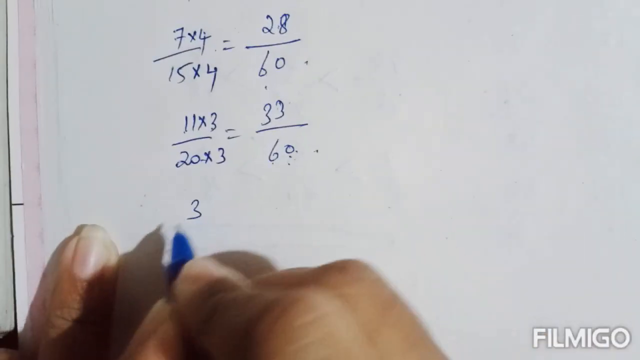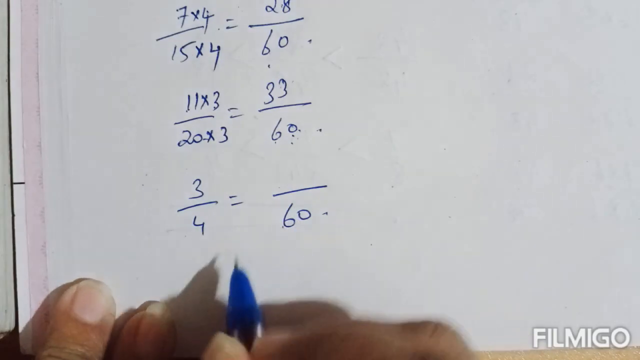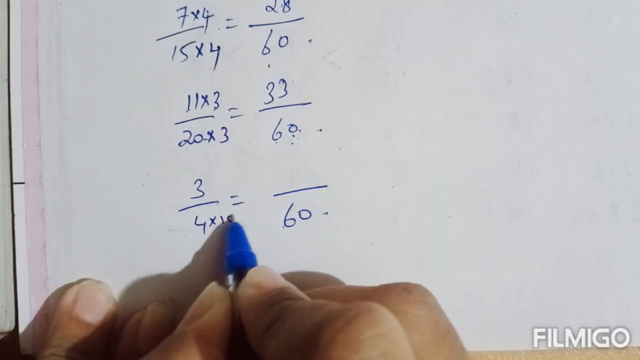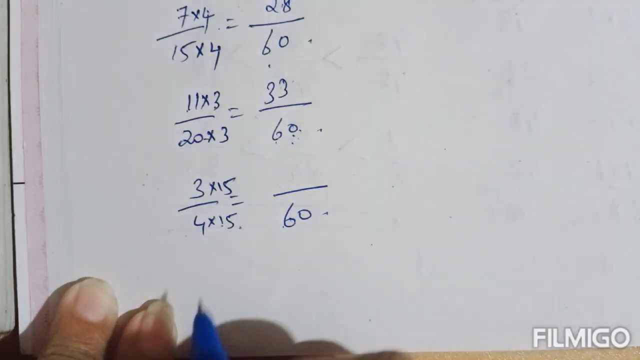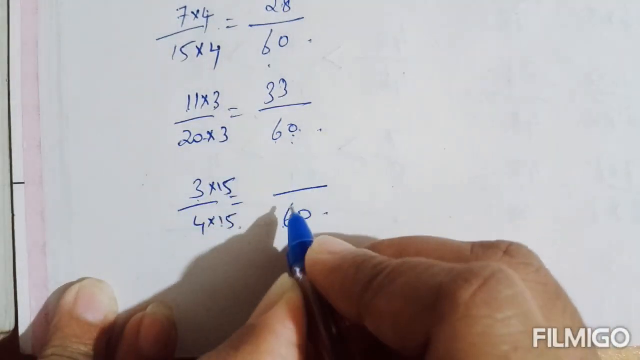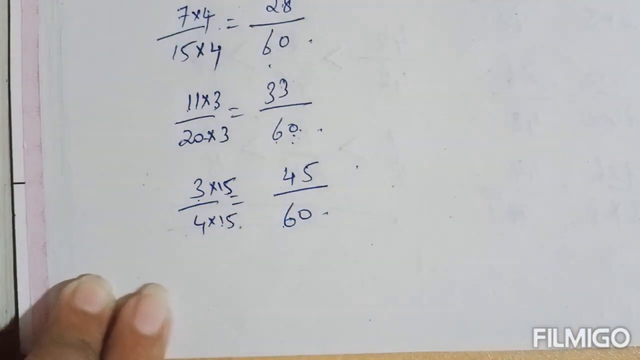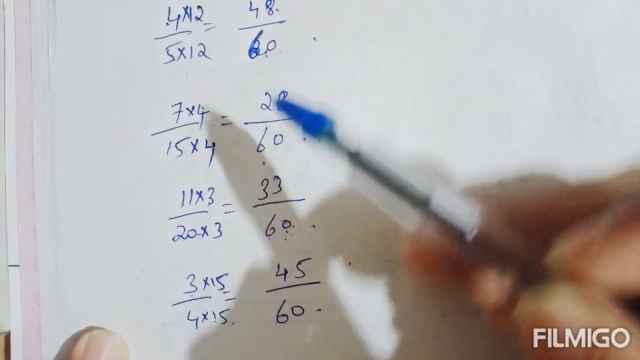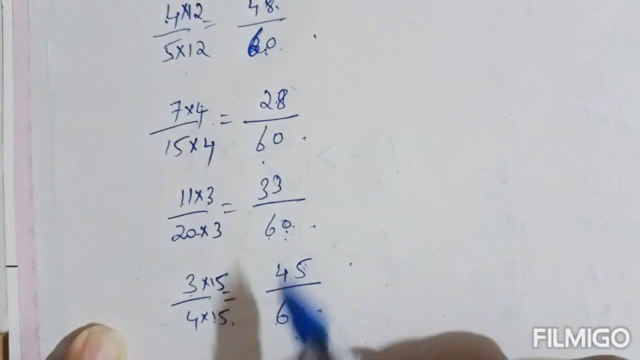And last 3 by 4. So make the denominator equal to 60. 4 into 15 it is 60. So 3 you can multiply by 15 and 3 into 15 it is 45. So you got 48 by 60, 28 by 60, 33 by 60 and 45 by 60 like fractions.